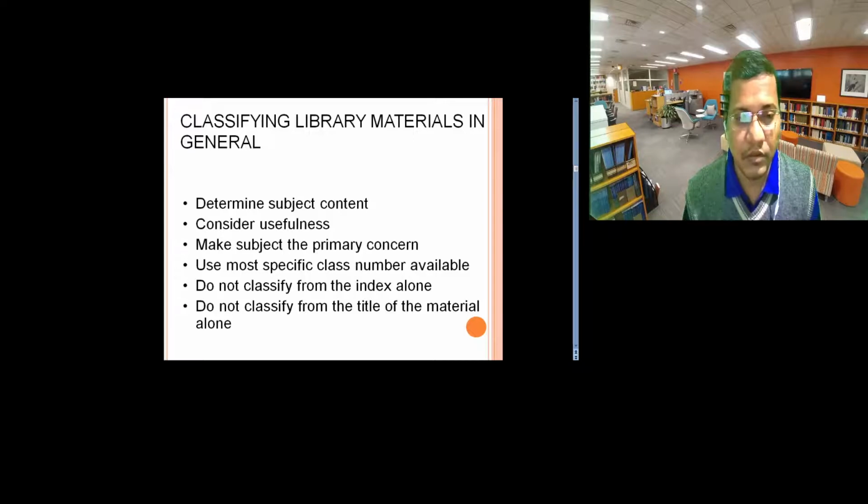Sometimes the classifier, specifically the novice classifier, tries to classify the subject content of a particular document from the index only. Don't classify from the index alone. Don't classify from the title of the material alone either. Don't classify from the title of the document alone, but you have to consult the other parts of the document also.